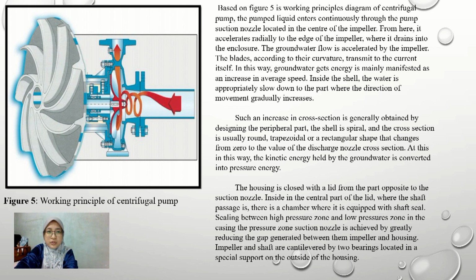The housing is closed with a lid on the side opposite to the suction nozzle. In the central part of the lid, where the shaft passes, there is a chamber equipped with a shaft seal. Sealing between the high pressure zone and the low pressure zone in the casing, the suction nozzle pressure zone, is achieved by greatly reducing the gap between the impeller and the housing. The impeller and shaft are cantilevered by two bearings located in a special support on the outside of the housing.